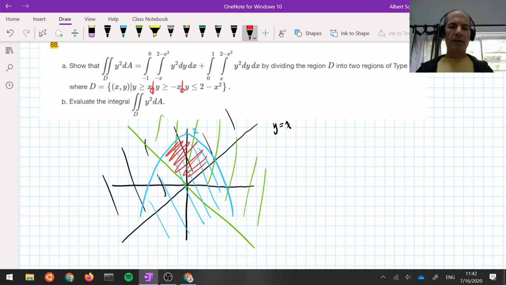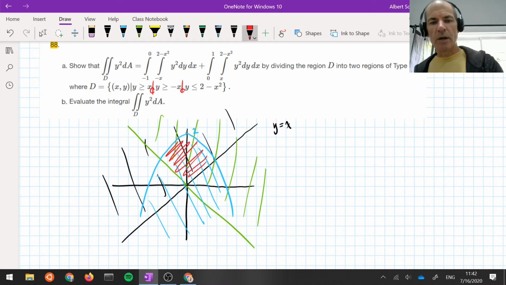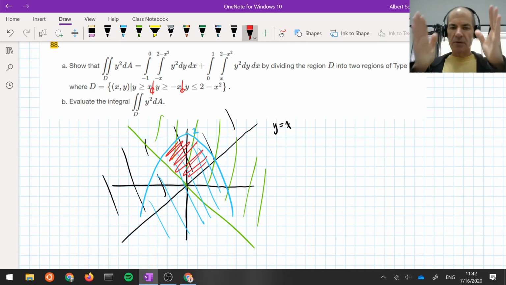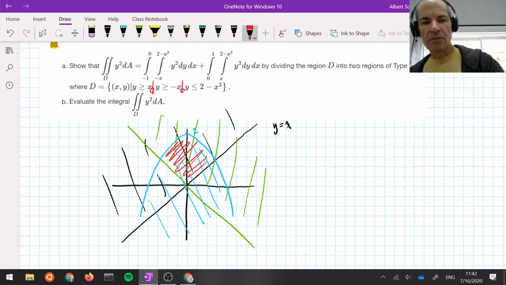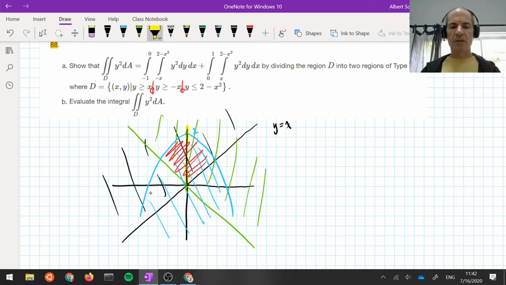All right, now that we have a pretty good idea of the region, let's look at this identity that we're asked to prove. The identity is involving dy dx. So we're looking at integrating vertically first. The inner integral is parallel to the y-axis. And we see that we don't quite have a type 1 region. The region is kind of split into two type 1 regions, or can be divided into two type 1 regions.